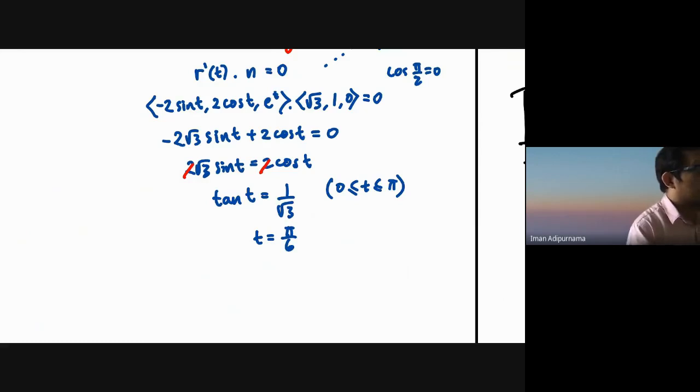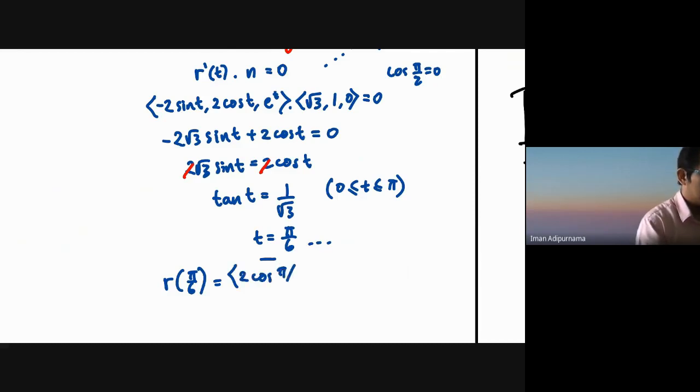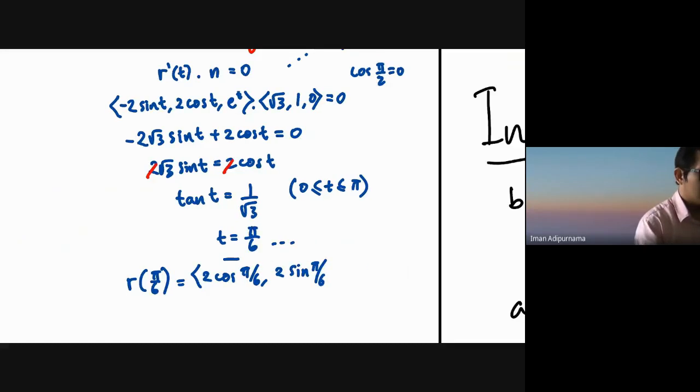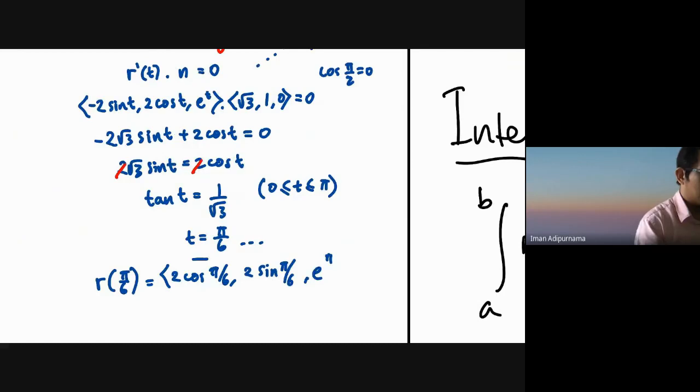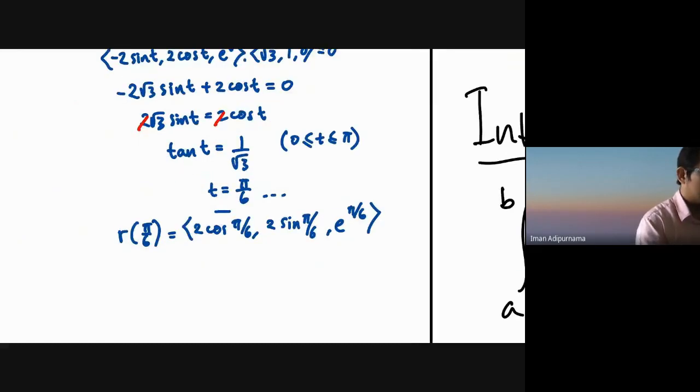Now, the point that we want, this is not finished yet. The point that we want, we need to put t into the equation. So pi over 6. So put back to the original equation. It's 2 cosine pi over 6, 2 sine pi over 6, and e with the power of pi over 6, like that. And this will be square root of 3, 1, and e.